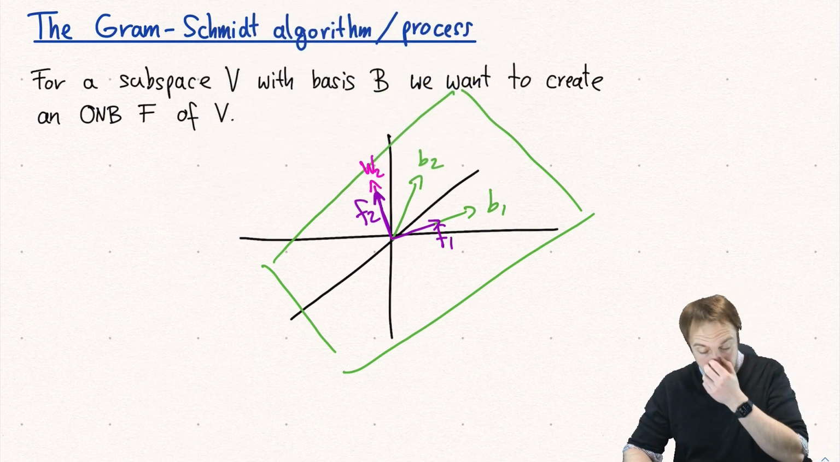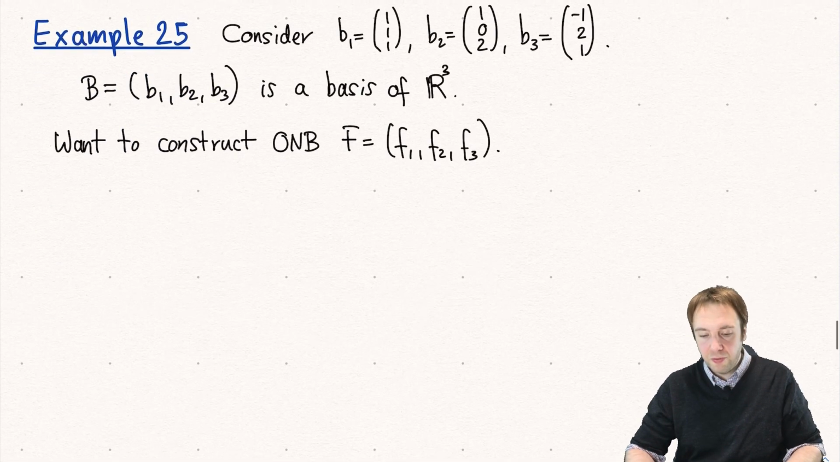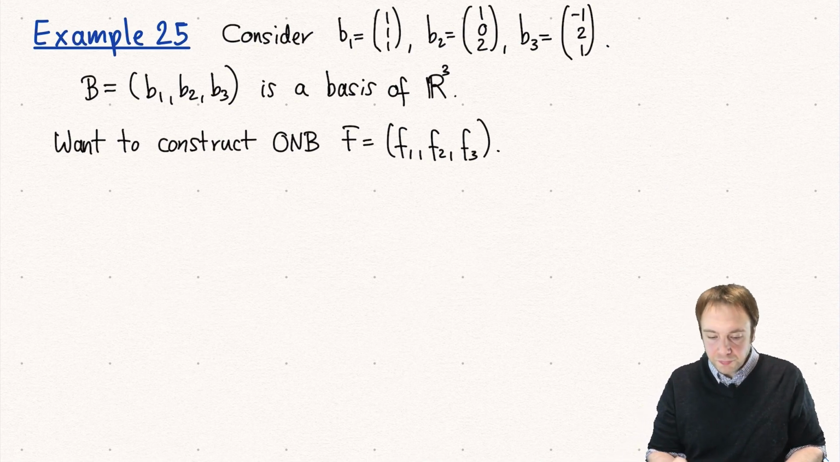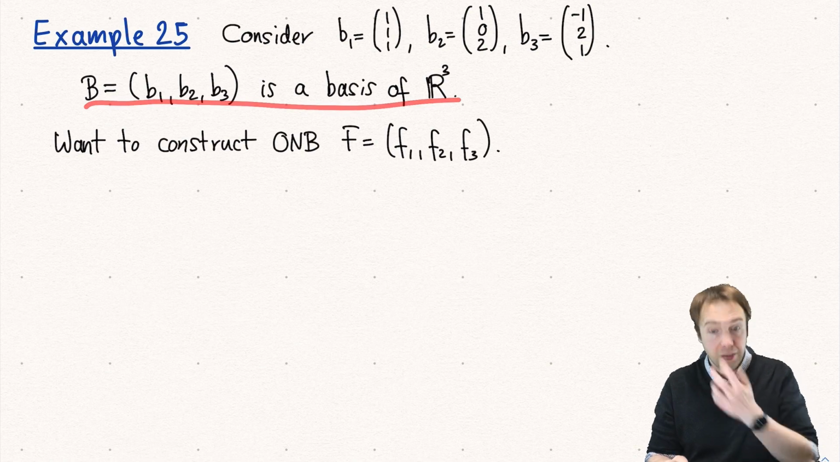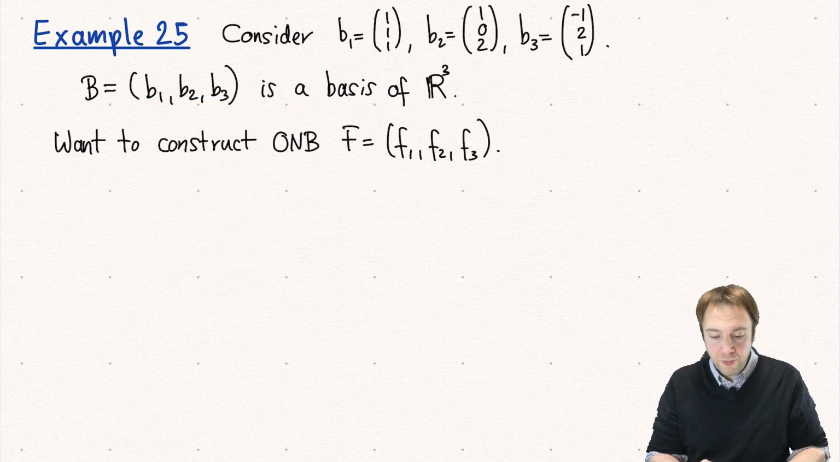And to make this clearer, we will start, of course, with one example. So we will start with these three vectors, B1, B2, and B3. And they form a basis of R3. And what we want to construct now is a new basis of R3, which is an orthonormal basis.